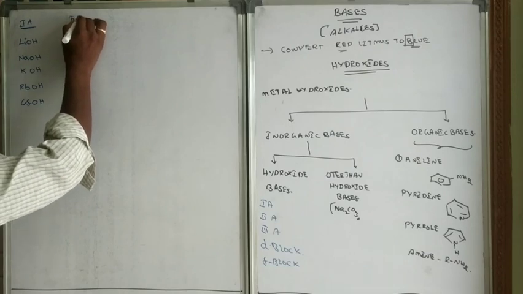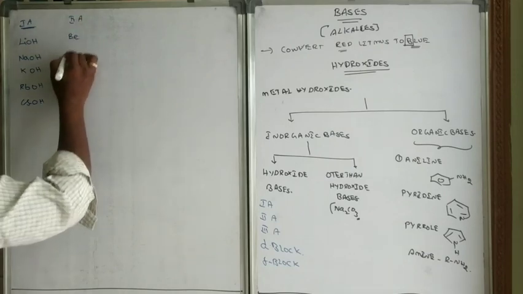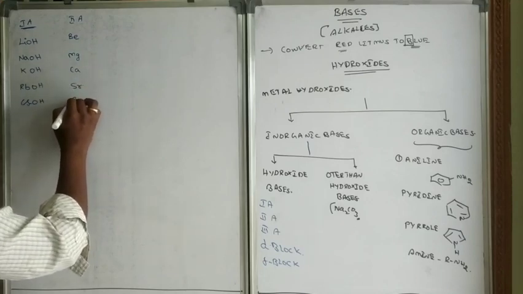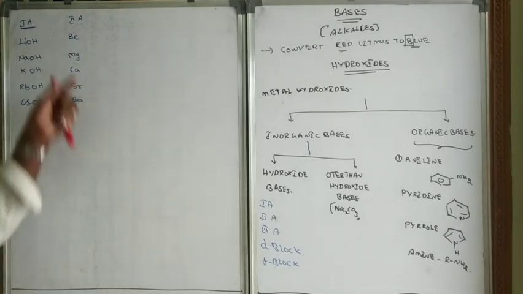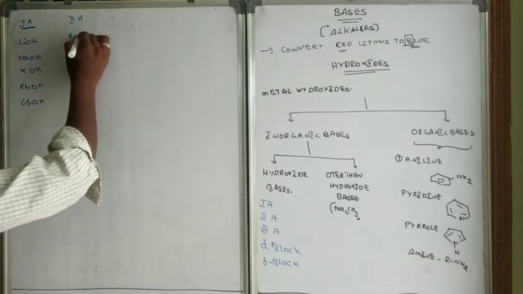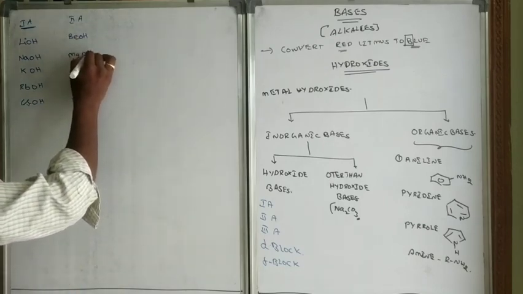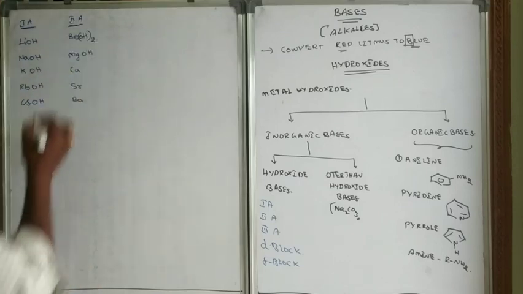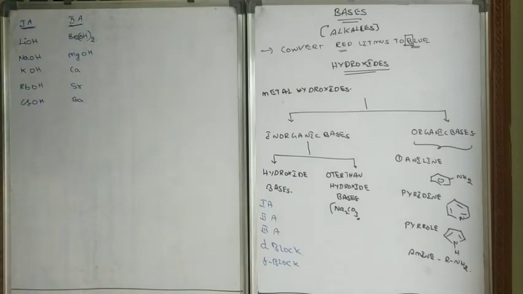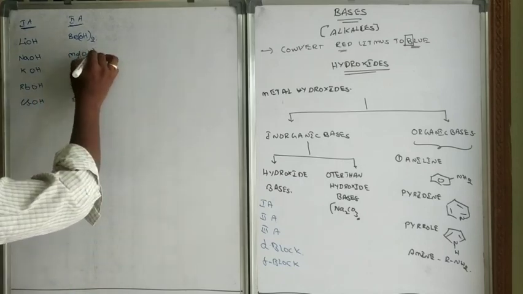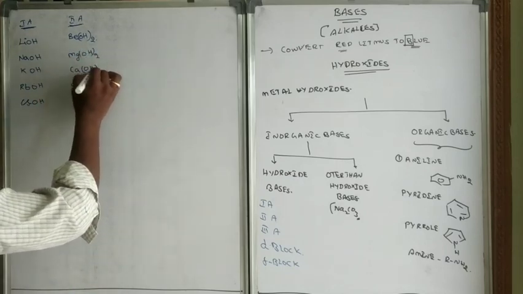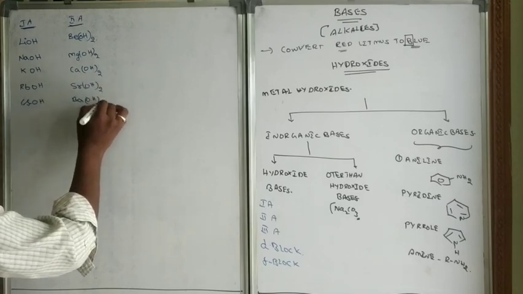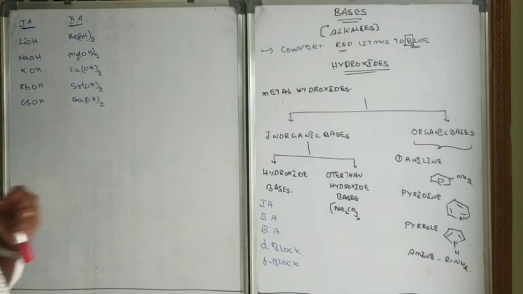Coming to the second A group elements, beryllium, magnesium, calcium, strontium, barium are the second A group elements. Simply beryllium hydroxide, magnesium hydroxide. Since their valency is 2 and hydroxide valency is 1, you can write this formula. Magnesium hydroxide, calcium hydroxide, strontium hydroxide, and barium hydroxide.